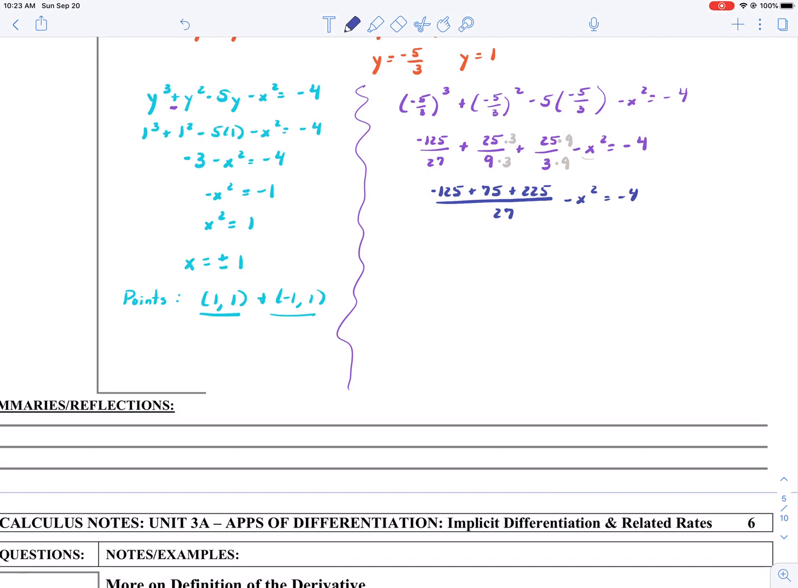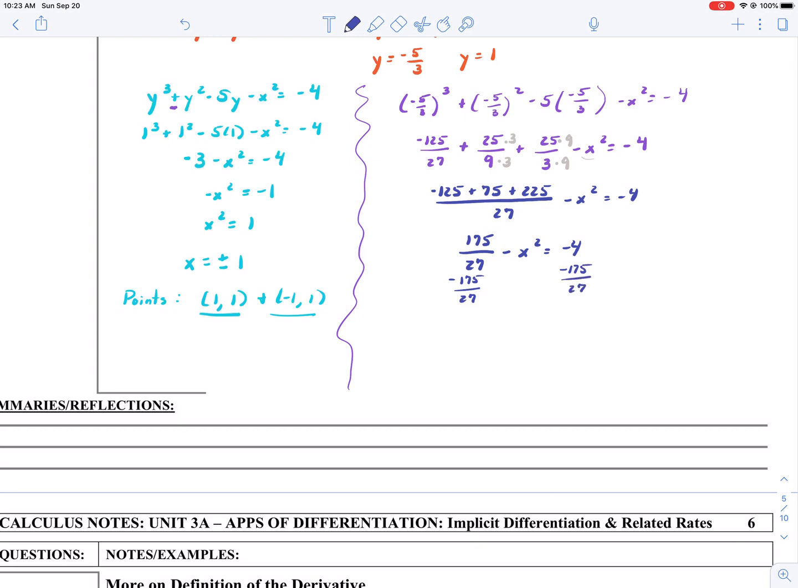So just a little bit of simplification here. You end up with, let's see here, negative 125 plus 75, that's negative 50 plus 225. So I've got 175 divided by 27. Too bad that doesn't reduce to an integer. That would have been nice. Is equal to negative 4. So now let's go ahead and subtract that piece over. So I'm going to subtract 175 over 27 here.